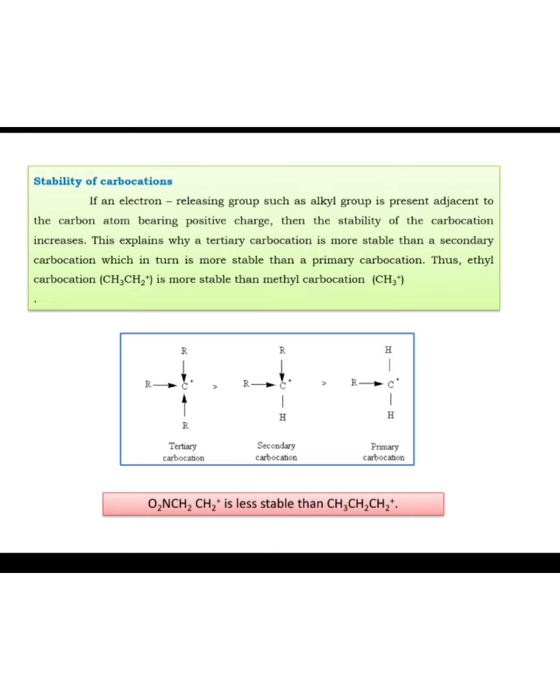And then the next example I have given here: NO2CH2CH2 plus is less stable than propyl carbocation. Here in this propyl carbocation, CH2 plus is nearer to the ethyl group which is a plus I group. So it releases the electron and it becomes stable. But the NO2 group possesses a minus I effect. That is, it withdraws the electron from the carbon chain. So it is less stable.